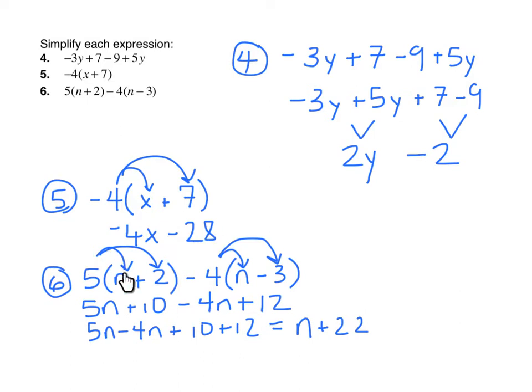Here we use the distributive property twice. The first time, 5 times n and 5 times 2 for 5n plus 10. The second time, minus 4 times n for minus 4n, and minus 4 times minus 3 to give you a positive 12. Not plausitive, but positive 12. Combine like terms, 5n minus 4n is n, 10 and 12 is 22, n plus 22. On to the next part.